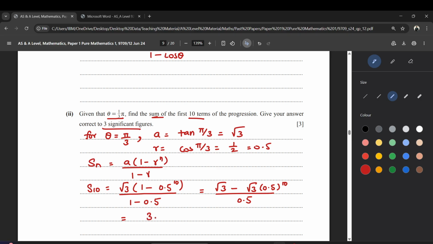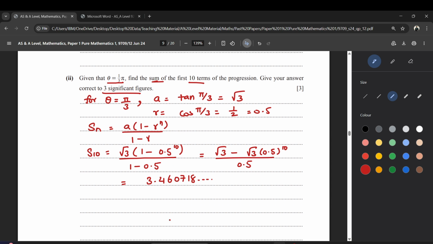So my answer would be 3.460718 and so on. Because the question is telling you to give your answer to 3 significant figures, first you have to show it to a greater accuracy, and then show that therefore my answer will be 3.46 to 3 SF. Whenever it asks you specifically, you have to show a greater accuracy, and then show the rounding.